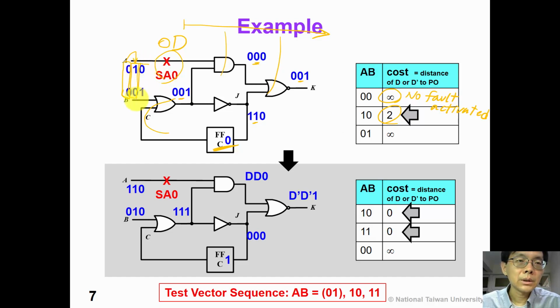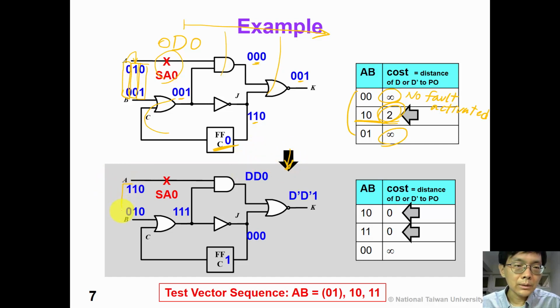Similarly, the cost of the third test vector is infinity because the fault is not activated. Out of these 3 test vectors, we would pick the second test vector, which has the lowest cost among the 3. Now let's move on to the next test vector.